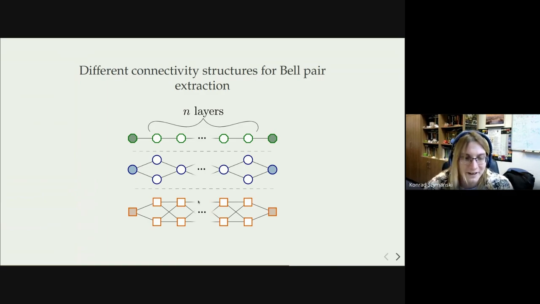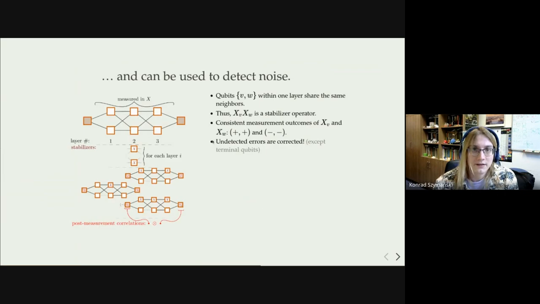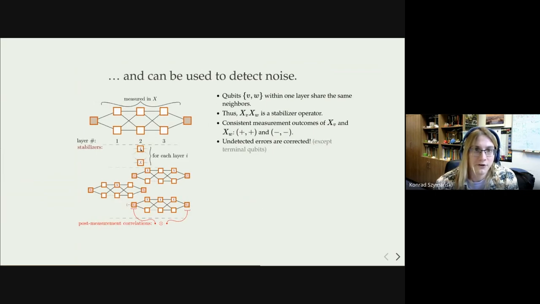It's essentially a graph with layers of qubits, in which every layer is densely connected to the layers preceding and following. And it enjoys this particular structure of quite a lot of additional parity-checking stabilizer operators.